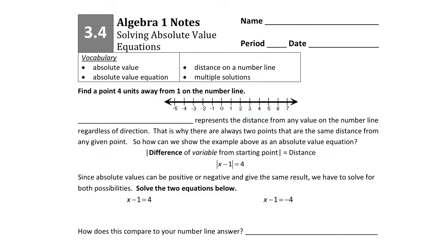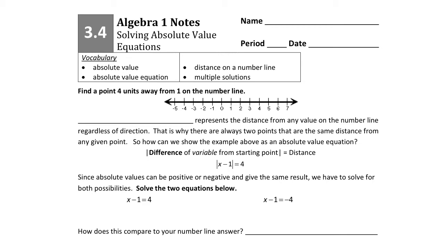In this lesson, we're going to learn about that concept that distance cannot be negative. And we call this an absolute value. So this is our value no matter which direction we go on a number line. Absolute value equations, this is what we're going to set up in algebra. Distance on the number line, we've already discussed that. And this time you're going to see that we could get multiple solutions to our equations.